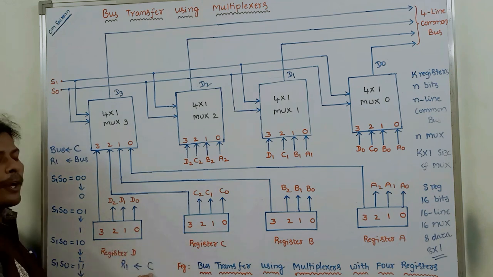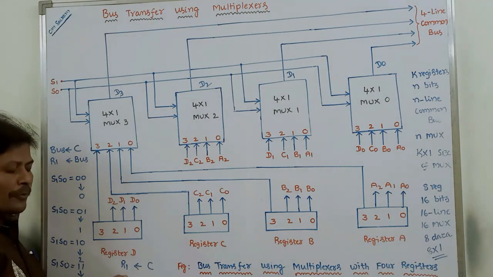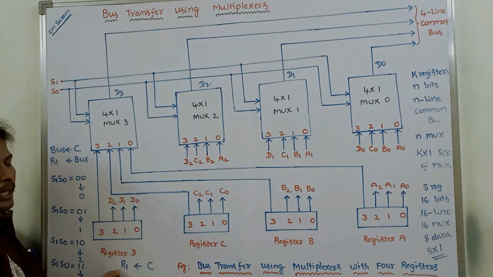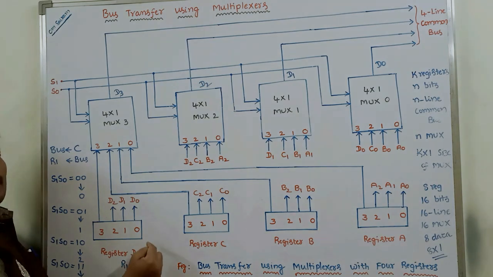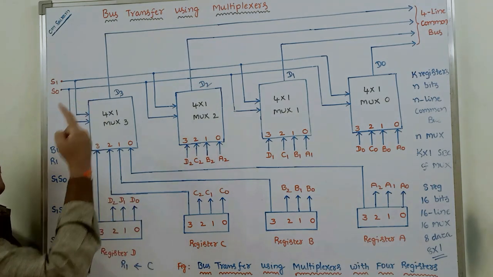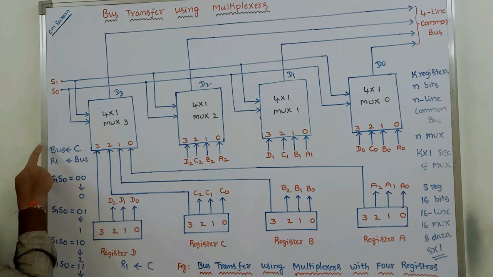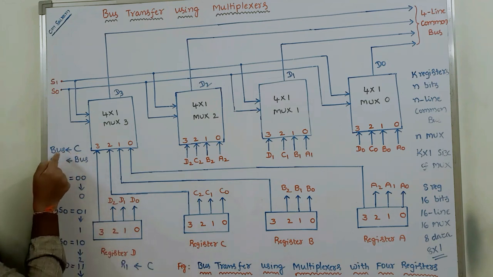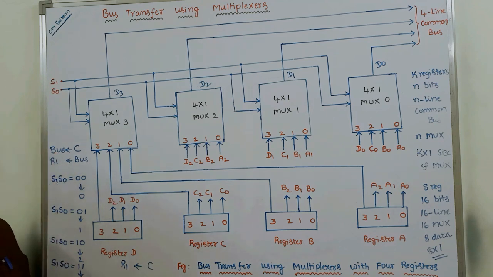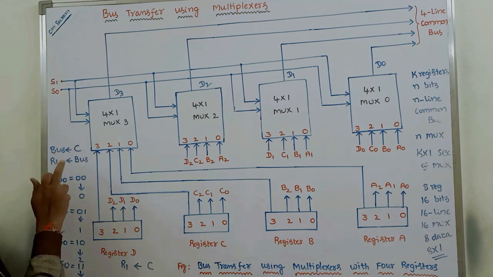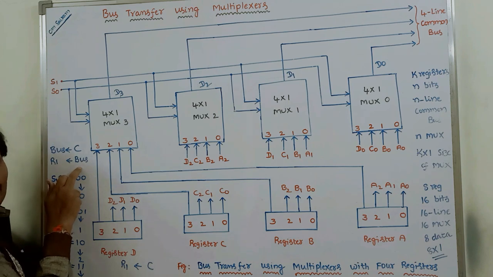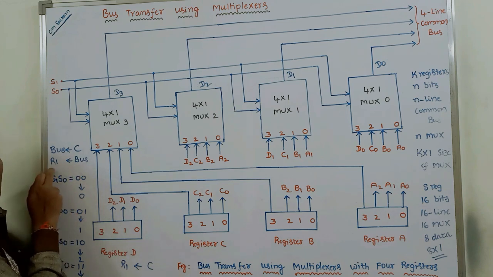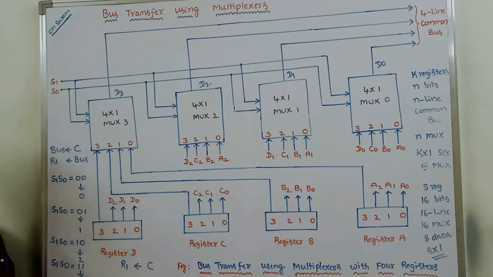Okay, this is the direct transfer statement. The content of register C is transferred to register R1. This direct transfer statement can be done by using the common bus system with these two statements. First, the content of register C is transferred to the bus system. Next, the content of the bus system is loaded into the R1 register by enabling the load input.